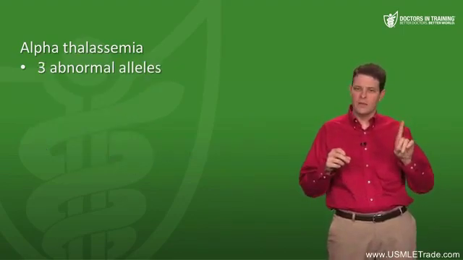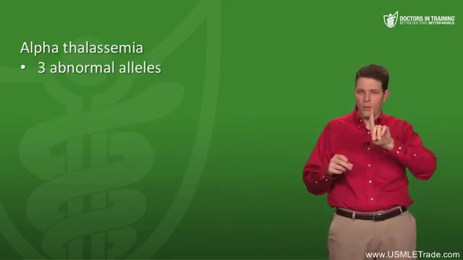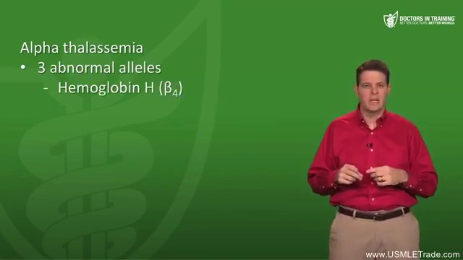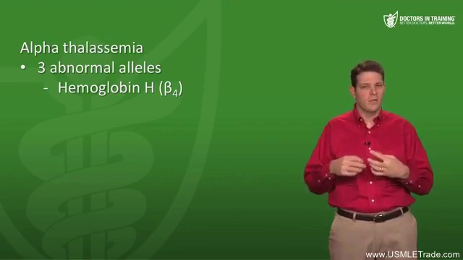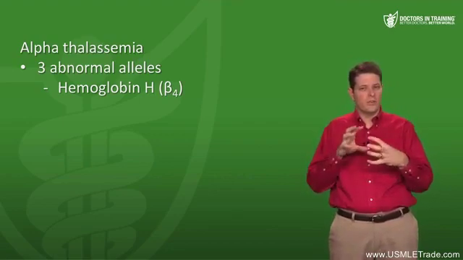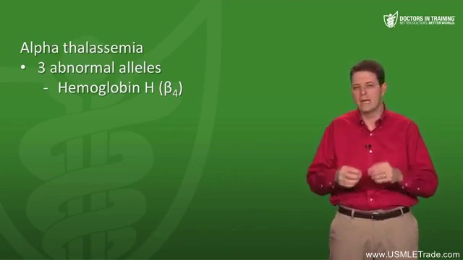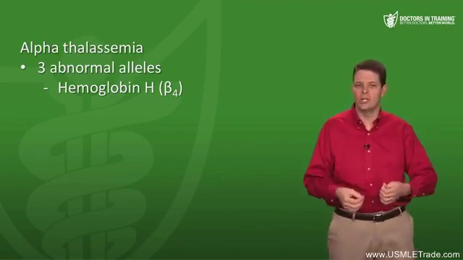But when you mutate 3 of those alleles and you're just left with 1 normal alpha gene, that's called hemoglobin H disease. So here you're making a ton of beta globin and very little alpha globin. So those beta globins start to pair up with one another, so that a substantial amount of the hemoglobin is made up of 4 beta globins, and that's called hemoglobin H.